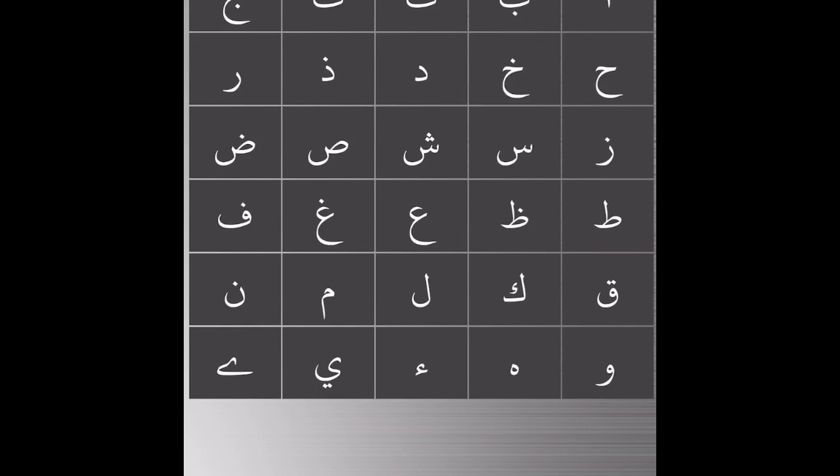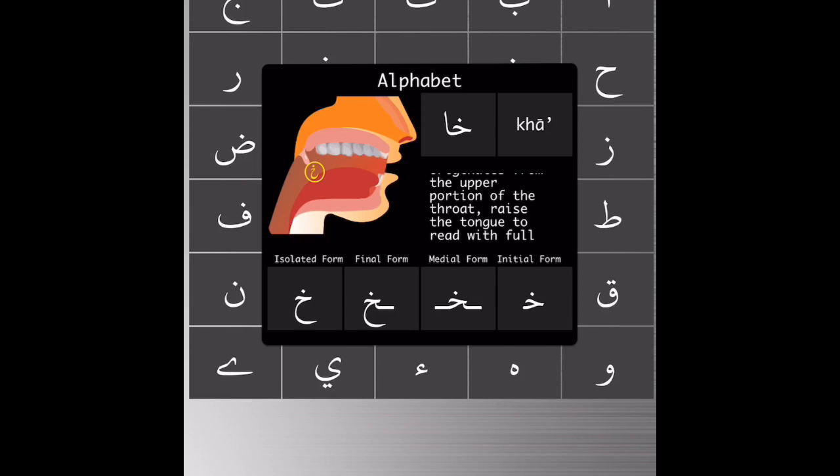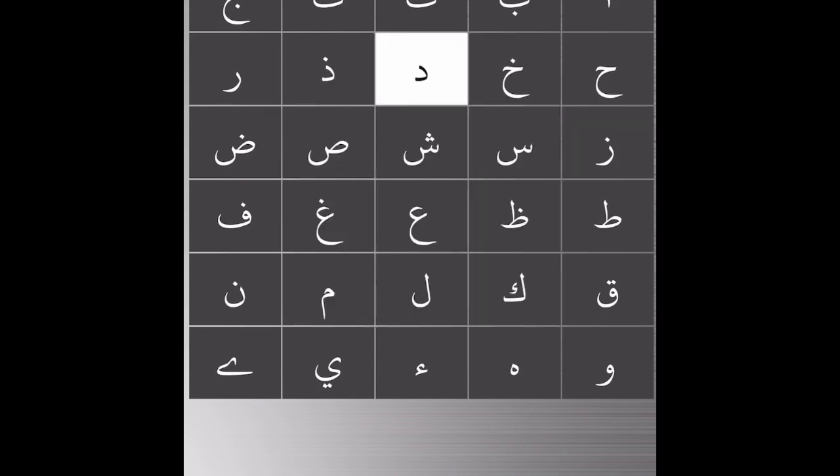Next letter is kha. You can see that it originates from the upper portion of the throat. Raise the tongue to read with full mouth. Full mouth means that it has an aw sound. Kha, as opposed to kha.